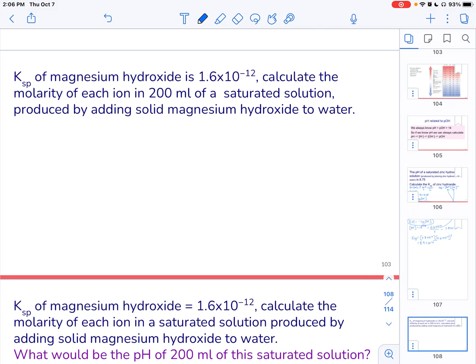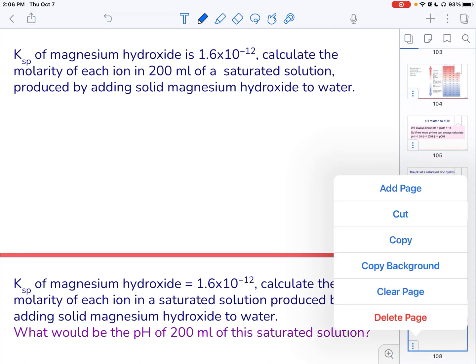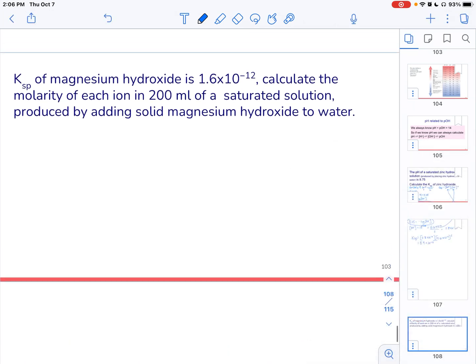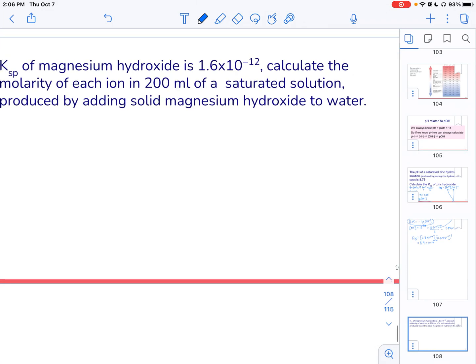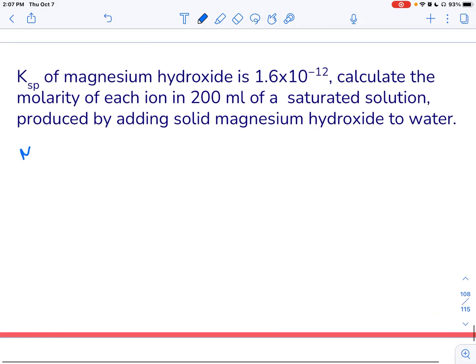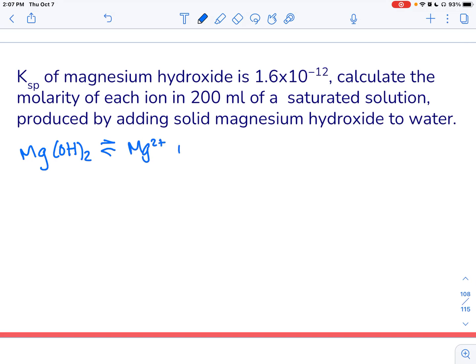Same basic idea for this one. They give you the KSP. Oh, this is like an old problem that we've done. This doesn't have pH. We're going to go on to a pH problem with it. So for right now, this is just like an old problem we would have done. Magnesium hydroxide gives you magnesium 2 plus and 2OH minus.